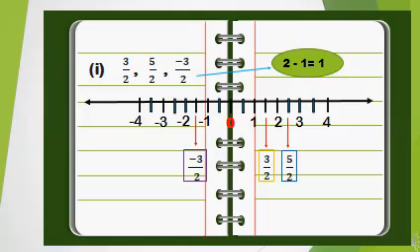We will draw the number line. After drawing the number line, we will place 0 in the middle of the number line because 0 is neutral. After placing 0, we will see the denominator. What is the denominator? Here the denominator is 2.